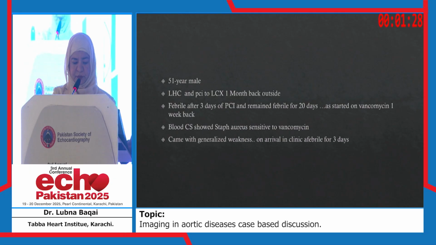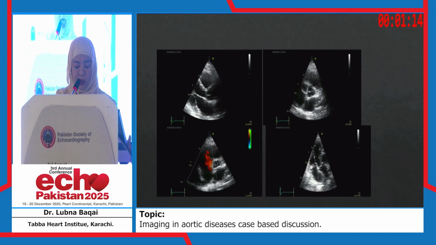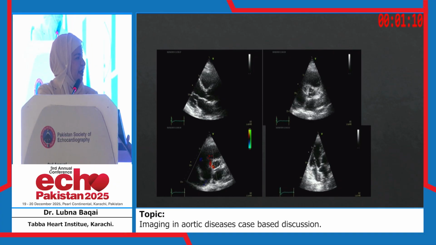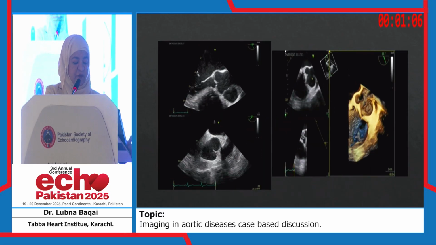Another case of a 51-year-old male with left atrial and PCI to circumflex done, febrile for 3 days after the PCI, blood culture showing vancomycin-sensitive Staph aureus. He came to our institute. We do the echo to rule out any infective endocarditis. You can clearly see there is a cystic space around the aorta with color flow. So we proceed for the CT.